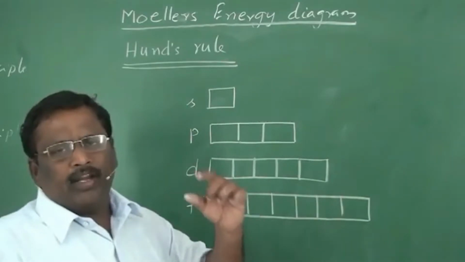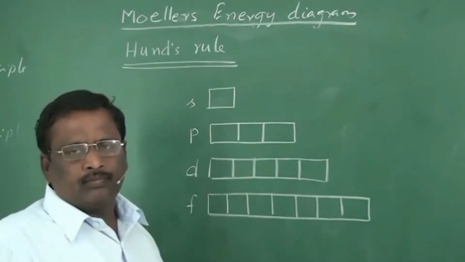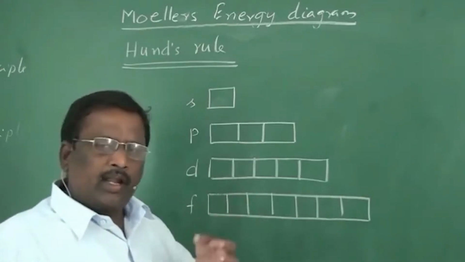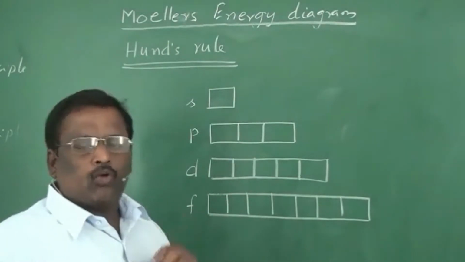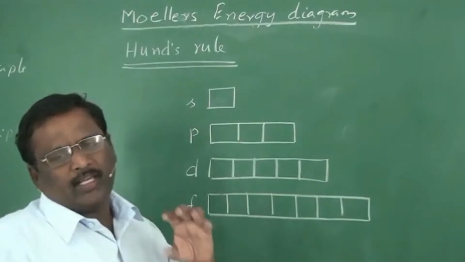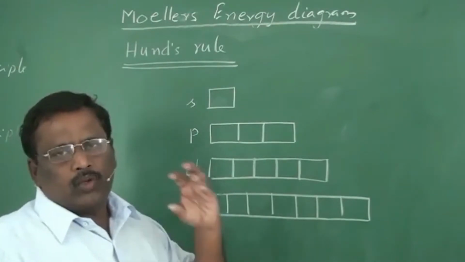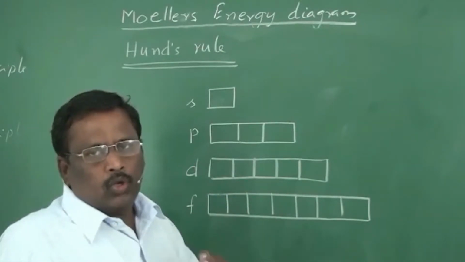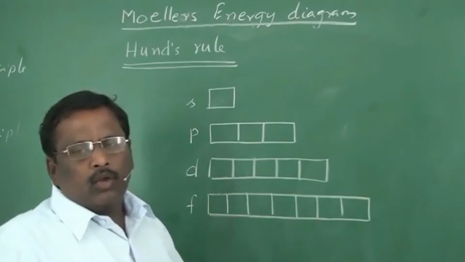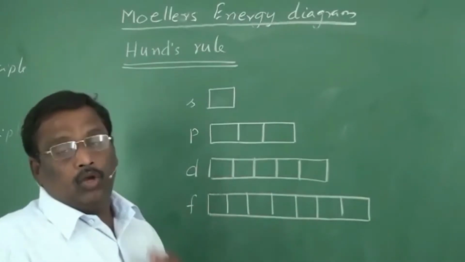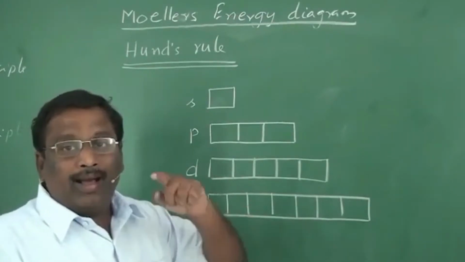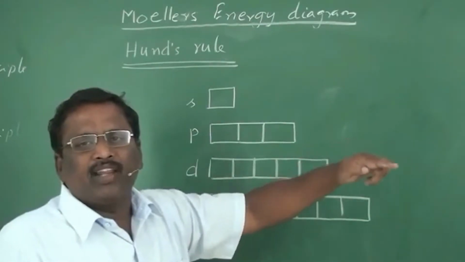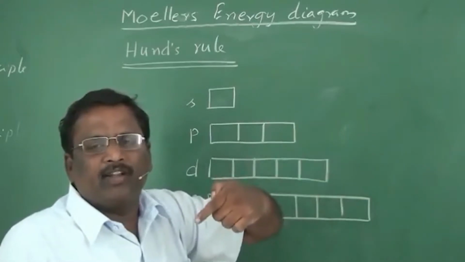Each orbital can accommodate 2 electrons. 1 electron will spin in the clockwise direction and the other electron will spin in the anti-clockwise direction. So there is a place for 2 electrons in an orbital. The second electron will enter that orbital only when all other same-energy orbitals are filled with 1 electron each. Then only the pairing will take place.